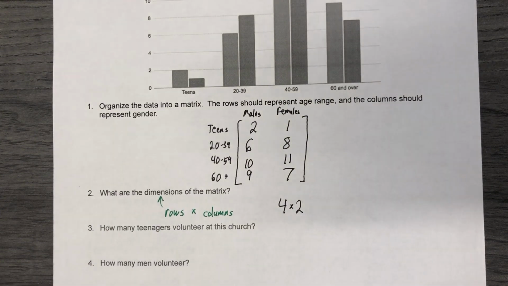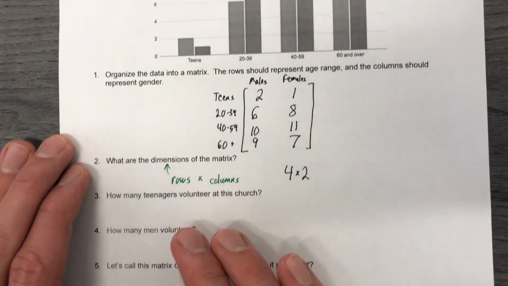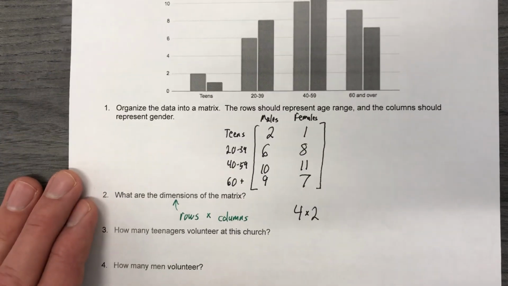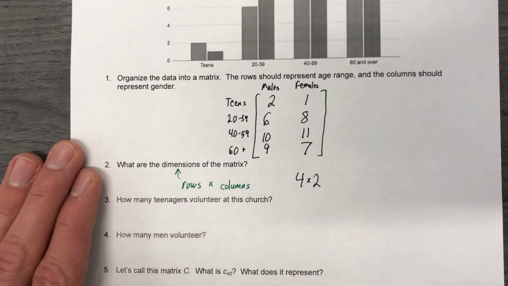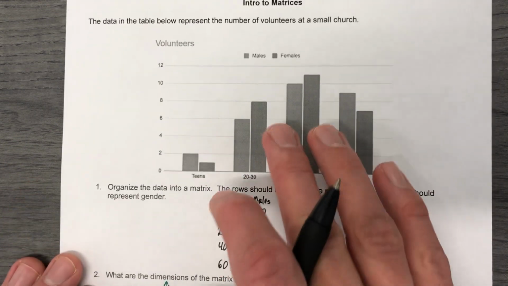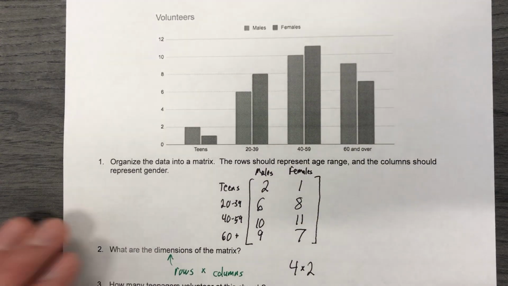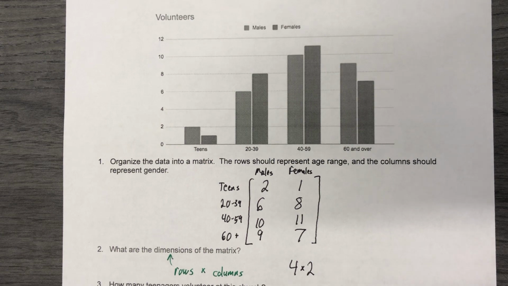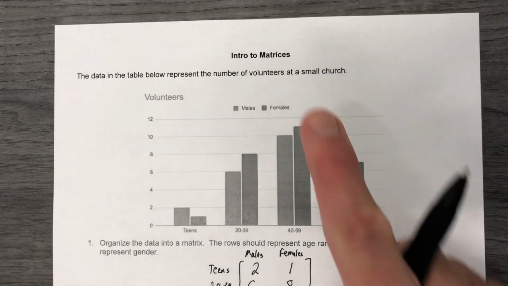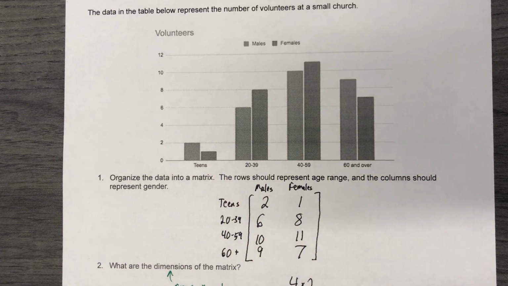How many teenagers volunteer at this church? Okay, so here is the deal. Now that they're beginning to ask questions about specific age ranges or men, women, whatever, it's going to be much easier to look at the numbers rather than to look at the chart, and that's why we organized it into a matrix. So in case you haven't caught up on all the grammatical clues so far, matrices, that's plural for matrix. And one more time, a matrix is a way that we organize data.